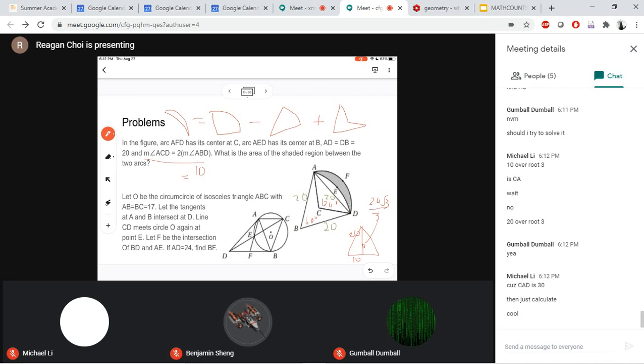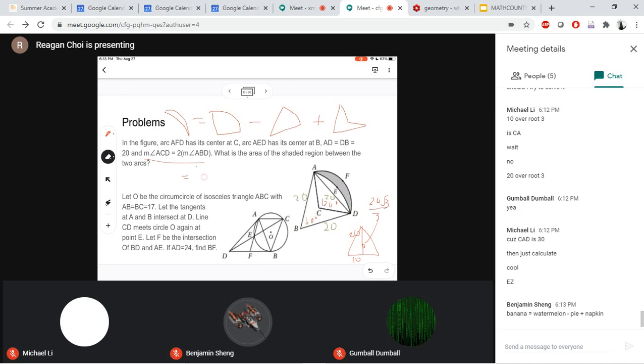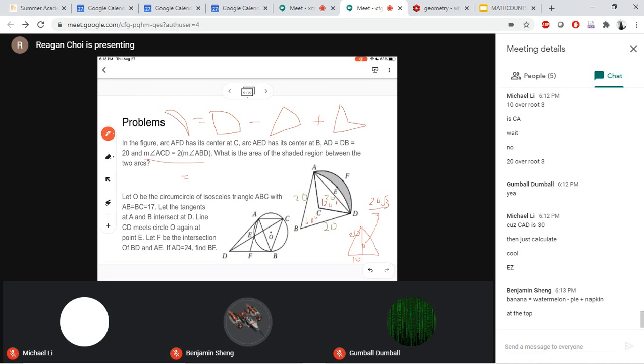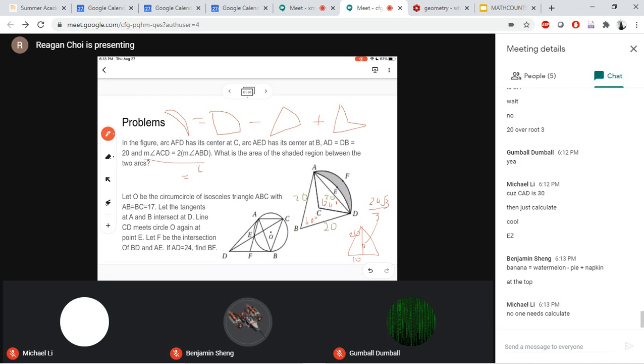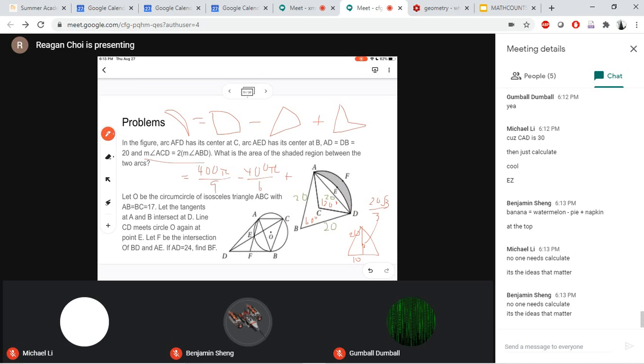And then calculate. I don't really want to calculate, but okay. Let's see, 400 pi over 9 minus 400 pi over 6 plus something. I think we're getting 2/3 of 100, 100 root 3? 200 root 3 over 2. Let me check the chat after this.